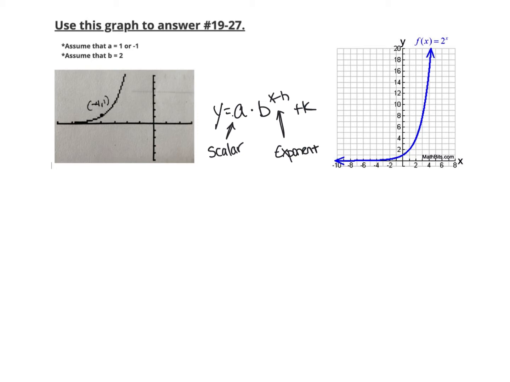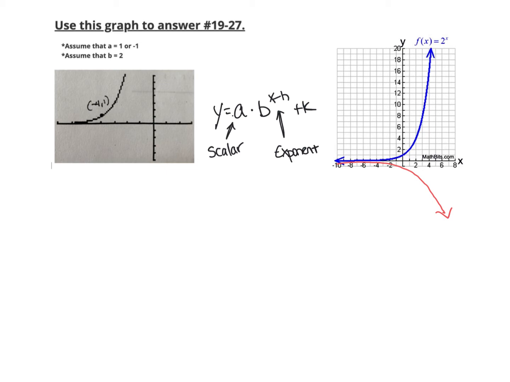So when we're looking at an exponential graph, this is the parent graph of 2 to the x. When we're looking at a graph and writing the equation, we're always going to assume that the base is 2, so you don't have to worry about that. This is what the parent function looks like. And then we're going to assume that our a value, or our scalar, is either 1 or -1. If you'll remember from the last video, if the scalar is negative, then there is a reflection over the x-axis, so it's going to look something like this with a reflection.